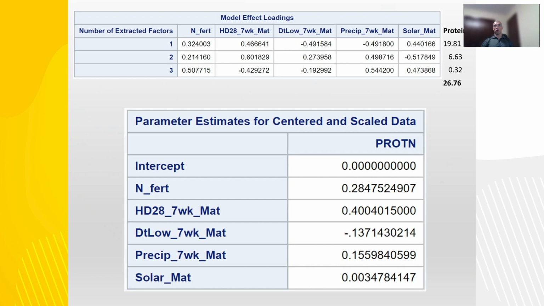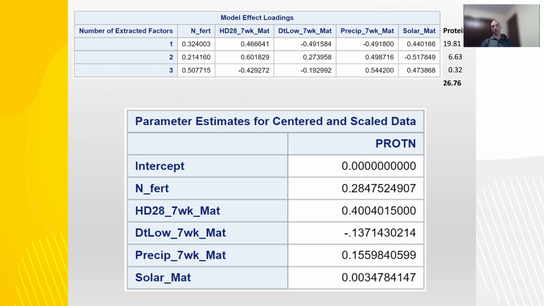And fertility was the next most important one. And again, we haven't got total soil nitrogen, so level of nitrogen fertility was positively associated with protein. Does make some sense. Precipitation in the last 7 weeks before maturation was also important, and more precipitation meant more protein. What was also interesting in that period of 7 weeks before maturation was the daily temperature range, and the low daily temperature range actually had a negative effect on protein. And that tells us that warm nights during that period are detrimental to protein formation, which is quite interesting.